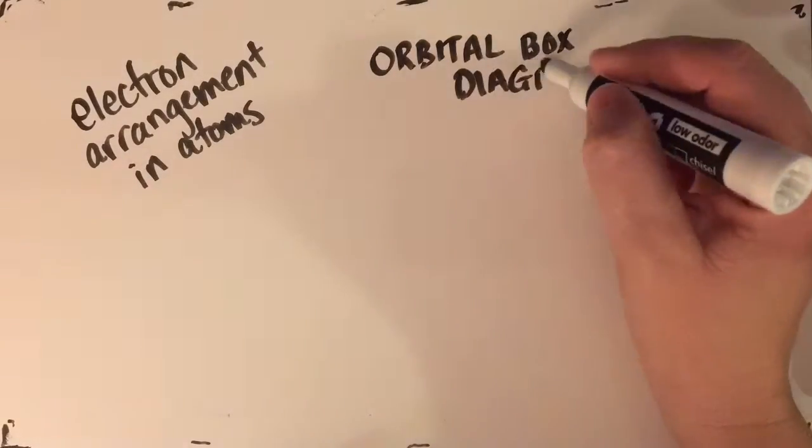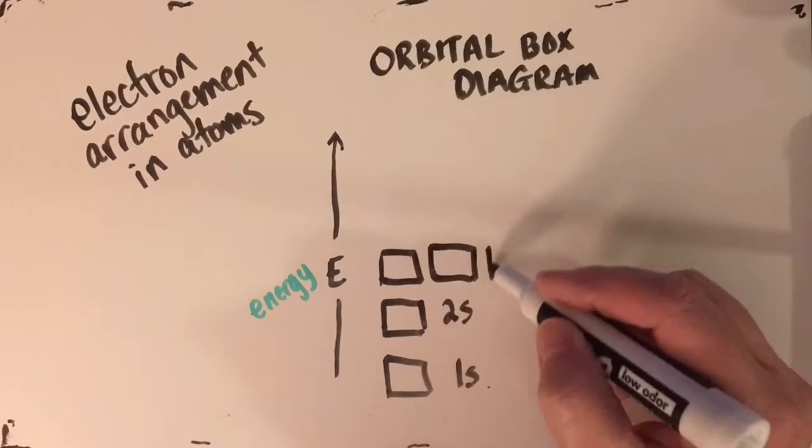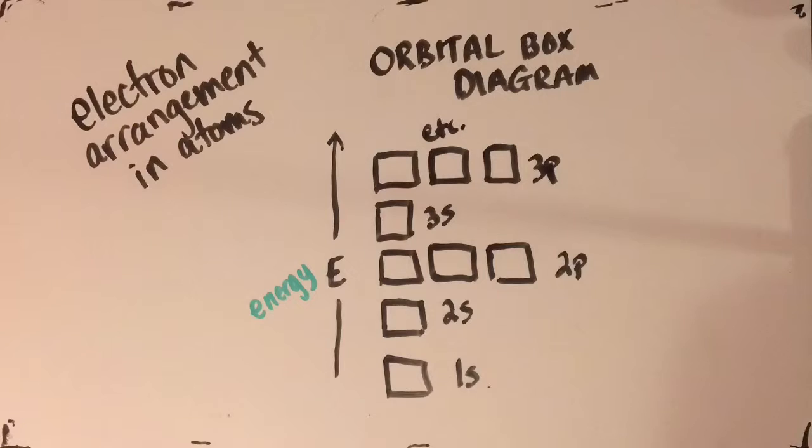An orbital box diagram can be used to describe the electron arrangement in atoms. The orbitals are drawn as boxes, going in order of increasing energy. Let's consider an atom with 7 electrons.